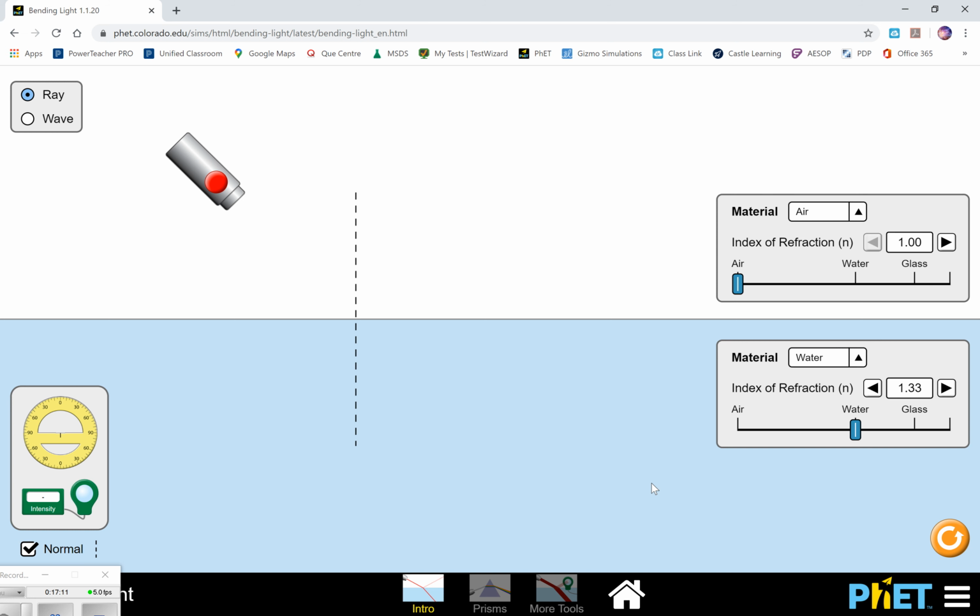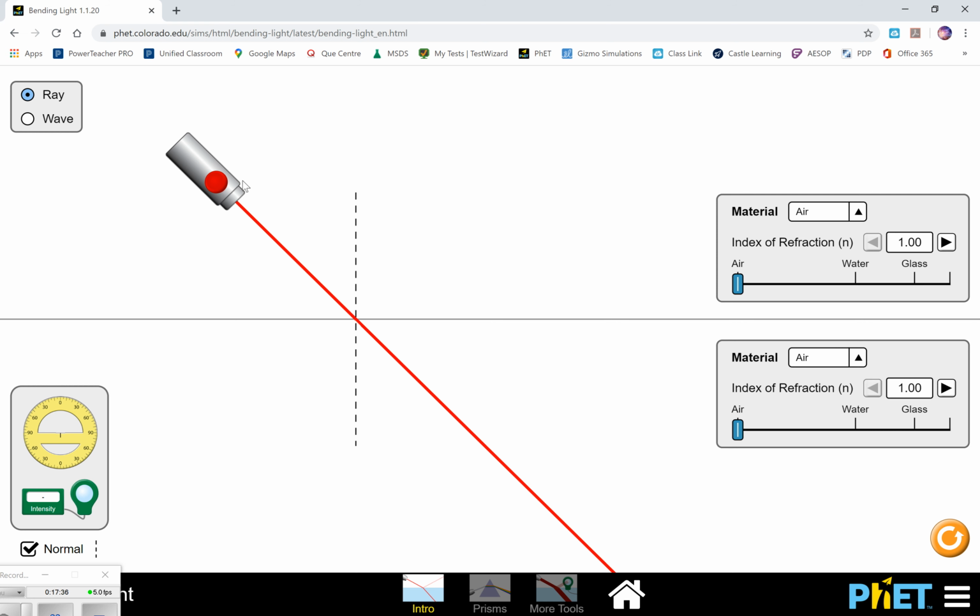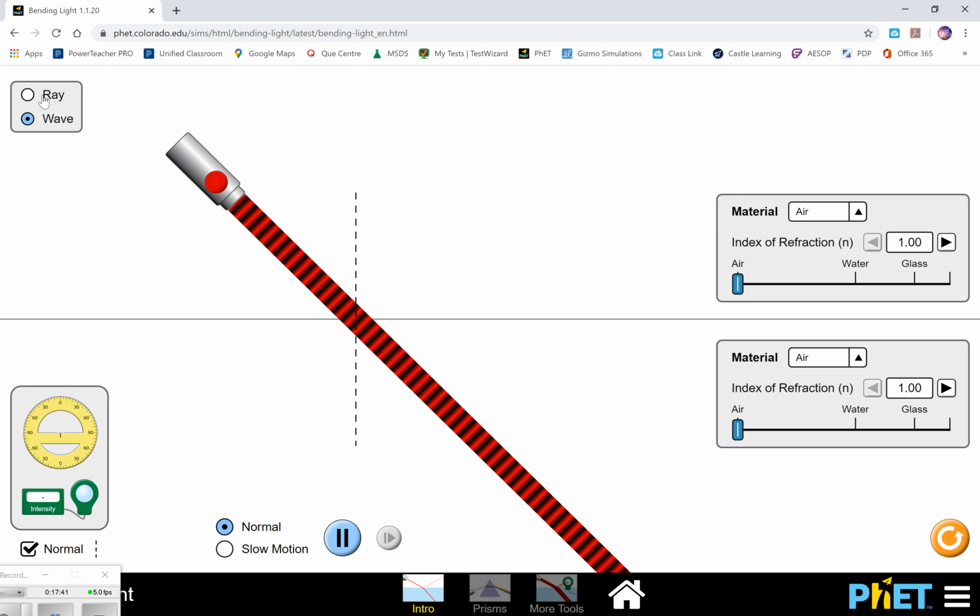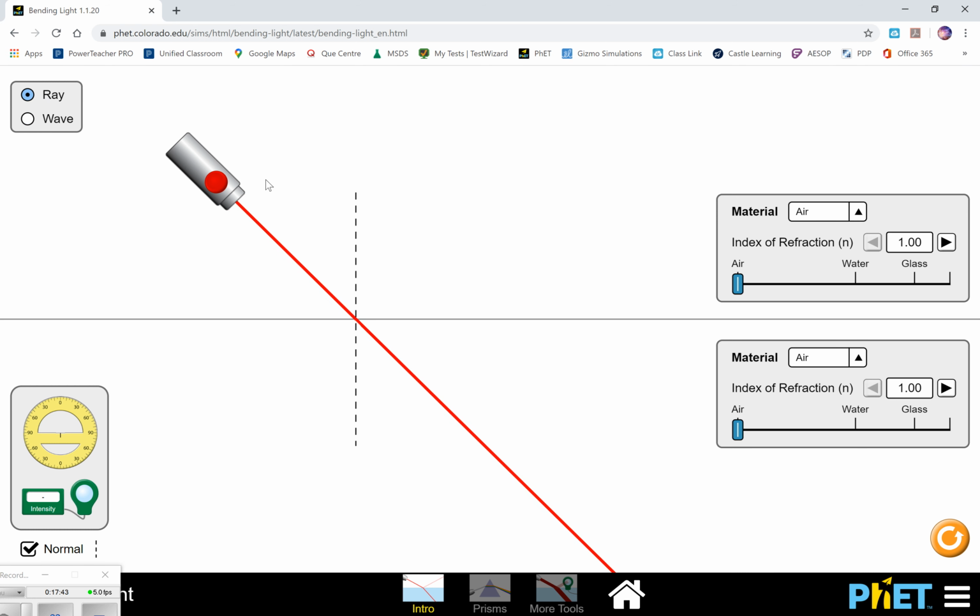So we'll take a look at reflection and refraction. To start here, we have two different boundaries. Right now we have air up here where we have our ray, let's call this a laser pointer. It's sitting here in air, and it's shining down towards an interface between the air and water. I'm going to change this to air first. Now when I turn on this ray, we can change this from a ray to a wave if we wanted. I'm going to keep this as a ray.